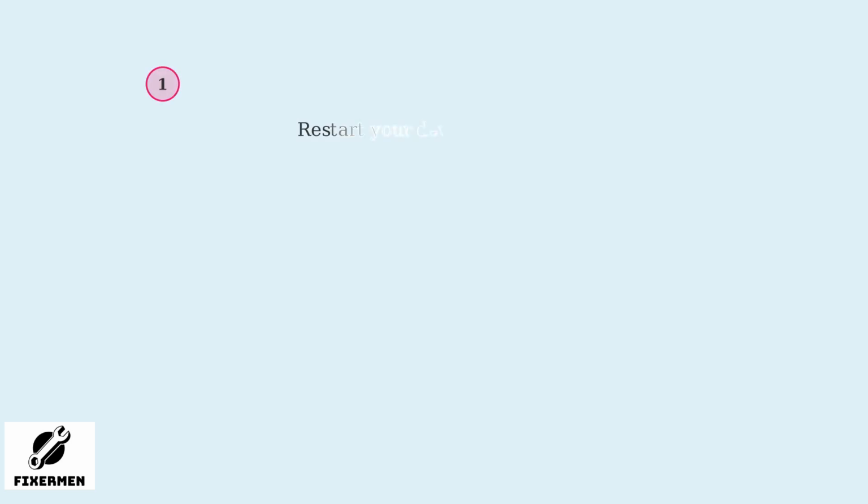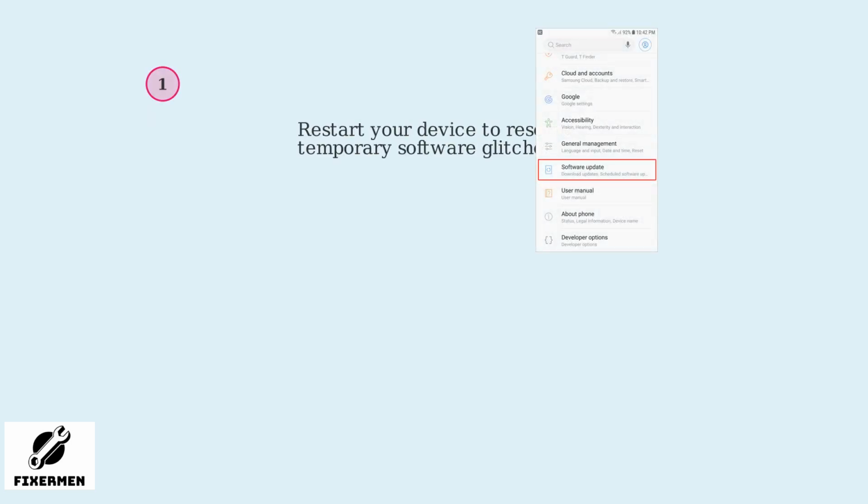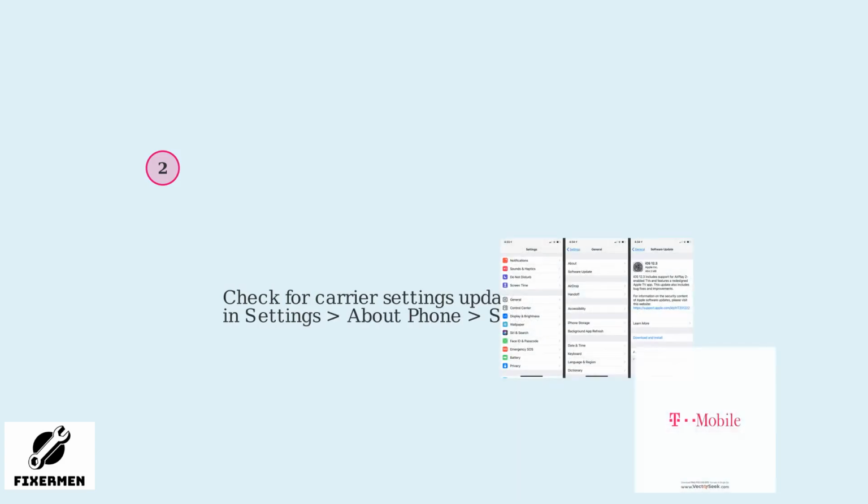The first and often most effective solution is to restart your device. This can resolve temporary software glitches that interfere with the provisioning process. After restarting, check for carrier settings updates. On most phones, this can be done in the Settings menu under About Phone or Software Update. Installing these updates ensures your phone is compatible with T-Mobile's latest network configurations.